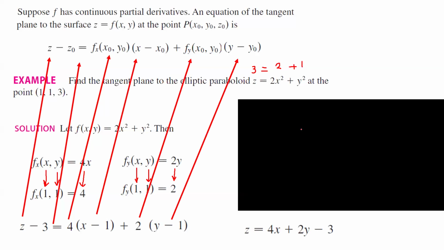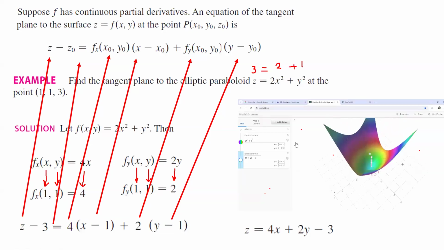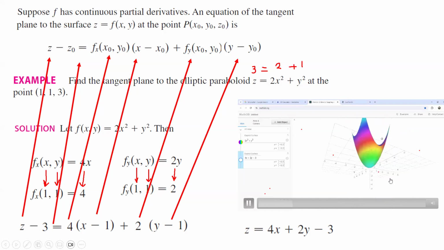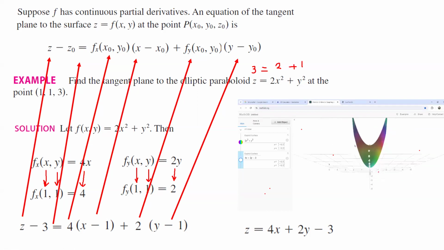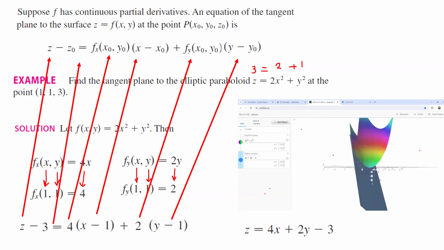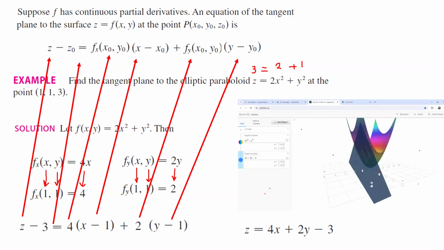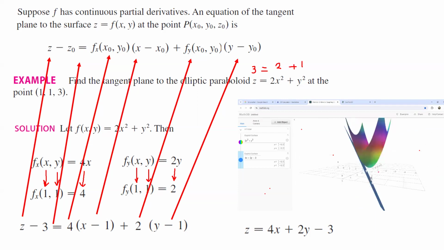Now let us take a look at the visualization here. This is our elliptic paraboloid, as you can see, and the equation of the tangent plane, which is 4x plus 2y minus 3, is tangent to the surface at the point 1, 1, and 3. So linear approximation helps us to basically evaluate the function locally.